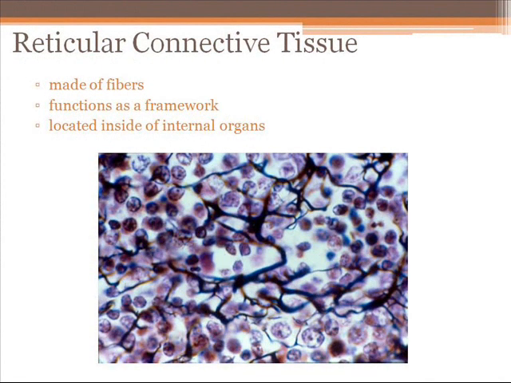Reticular connective tissues are made of fibers, function as a framework, and are located inside of internal organs. Reticular connective tissue is made up of very thin fibers of collagen that bind together to create a 3-dimensional web to provide a strong framework. It creates a foundation for organs such as the liver, spleen, bones, and lymph nodes. Reticular connective tissue is rarely found alone because its function involves providing a net for other tissue cells to form around.